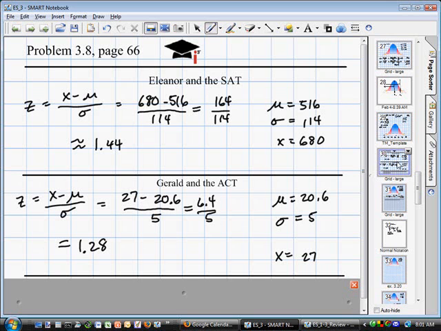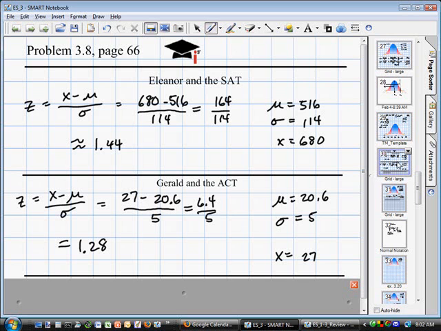It says Eleanor scores 680 on the math part of the SAT. A little later it says Gerald got a 27 on the math ACT. Well, 680 sure sounds a lot better than 27. But they're on totally different scales, right? So the question is, who did better?